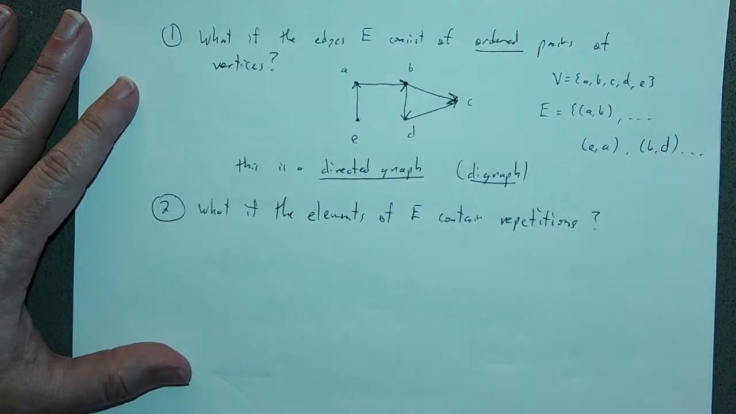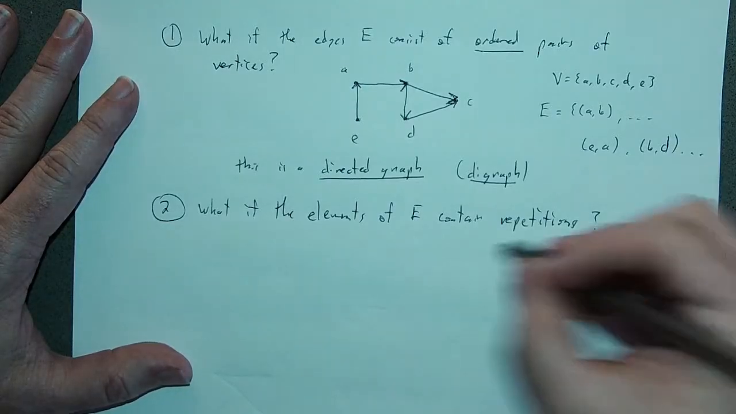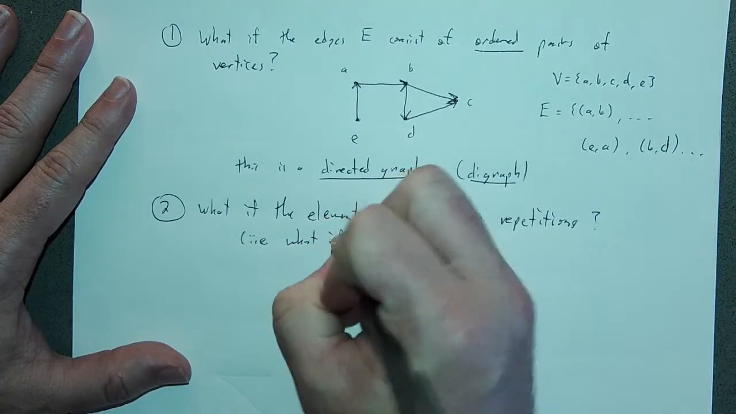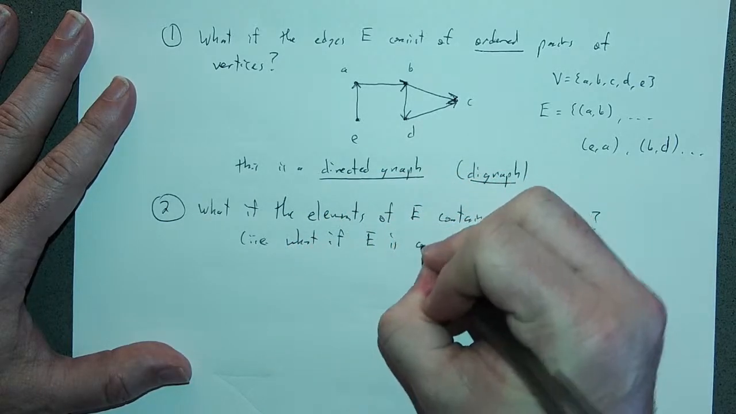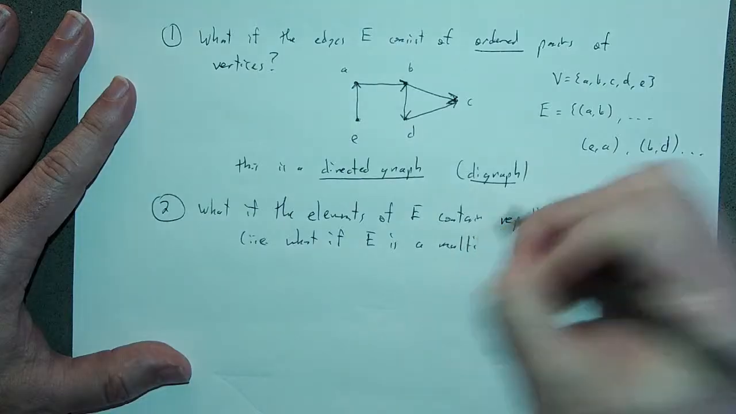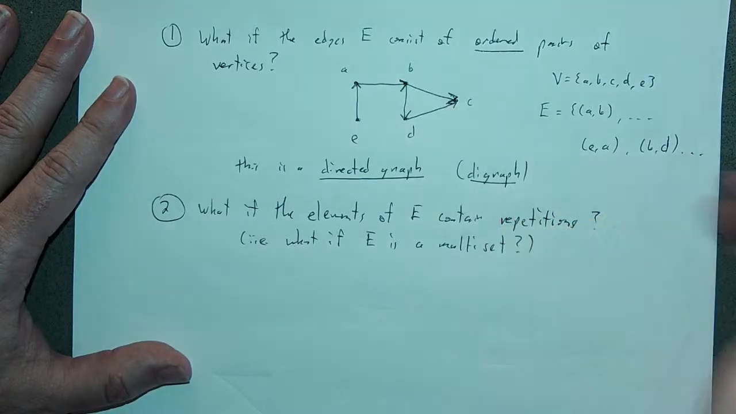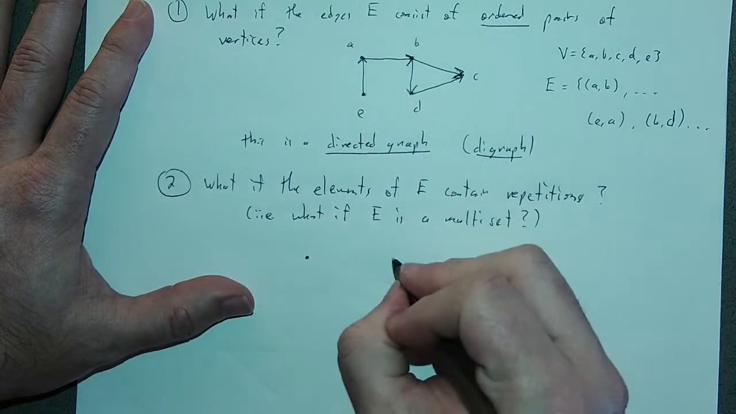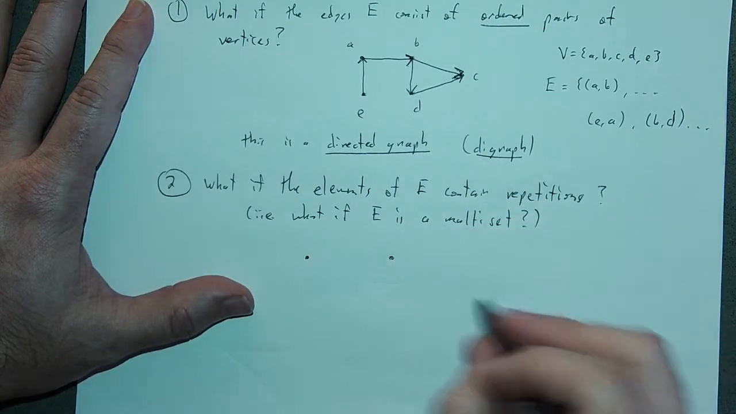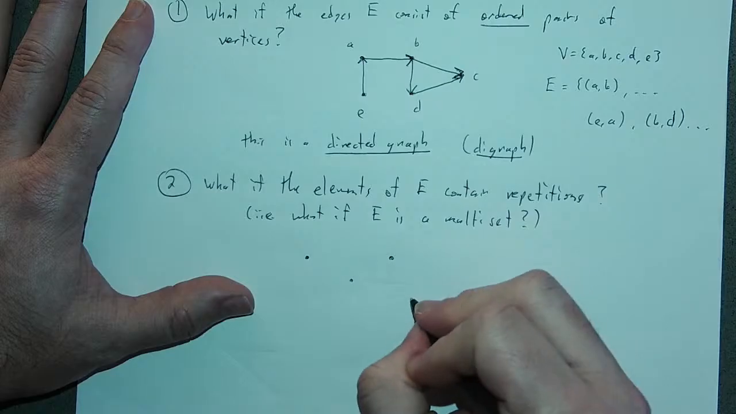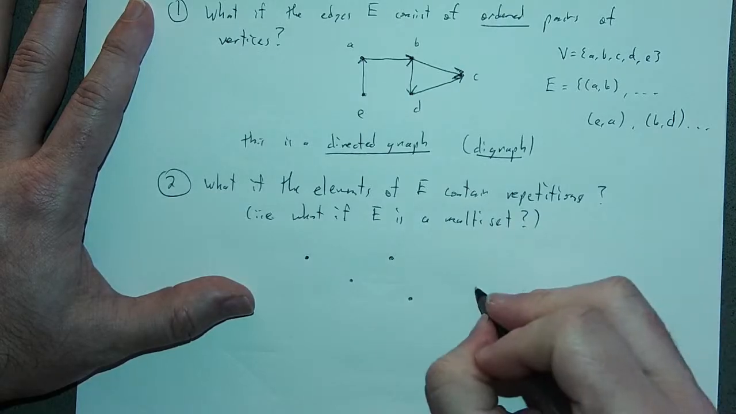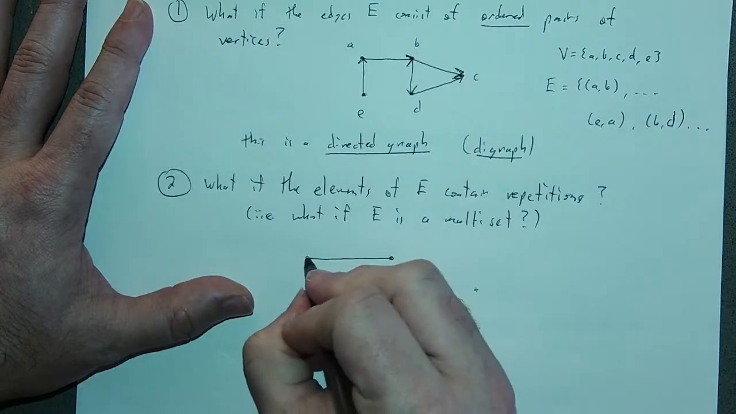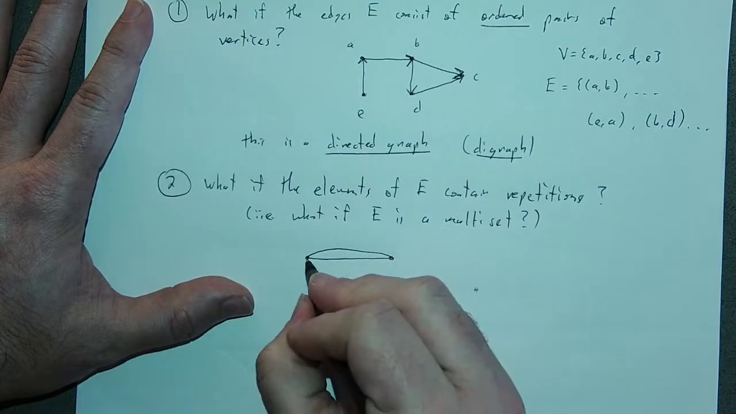So what if the elements of E contain repetitions? I.e., what if E is a multiset? Multisets allow for repetitions. What would that look like in graphs? I'm not going to label these graphs. We'll draw a graph like this. Between these two vertices there's an edge, and we'll say that this edge repeats 3 times.